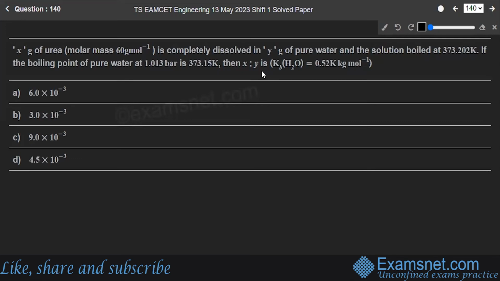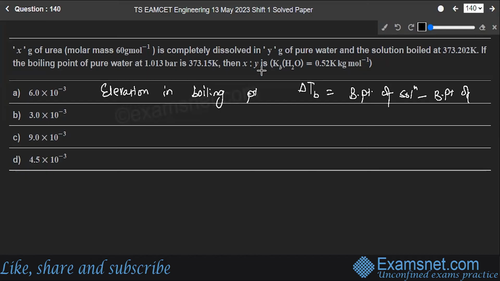Okay, first of all, elevation in boiling point. How much is this? Delta TB is equal to boiling point of solution minus boiling point of pure solvent. This is equal to 373.202 minus 373.15, which is equal to 0.052 Kelvin.